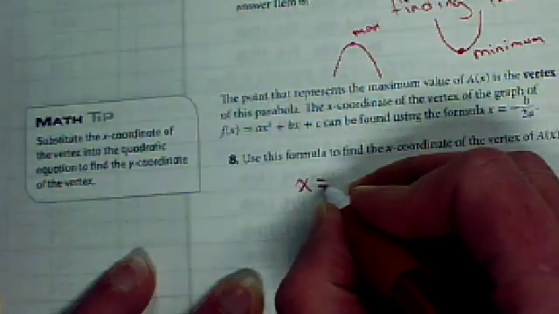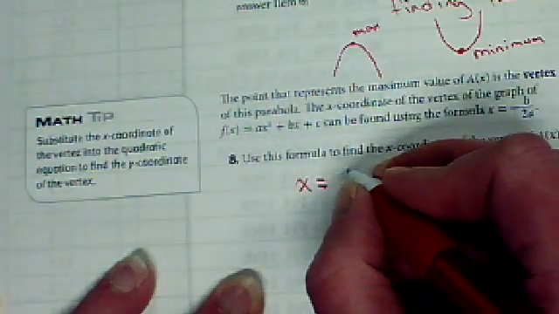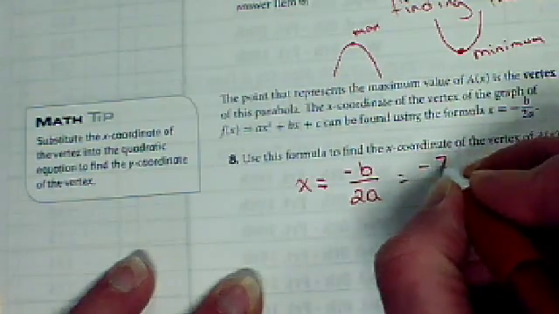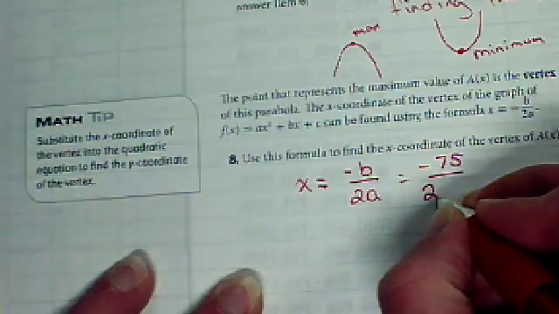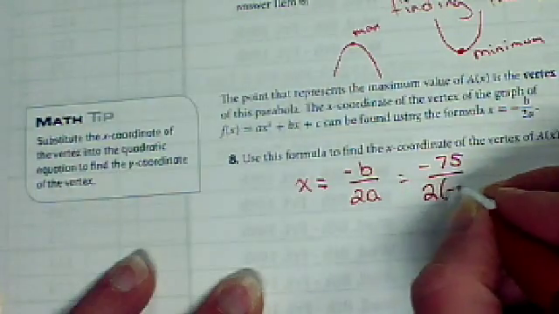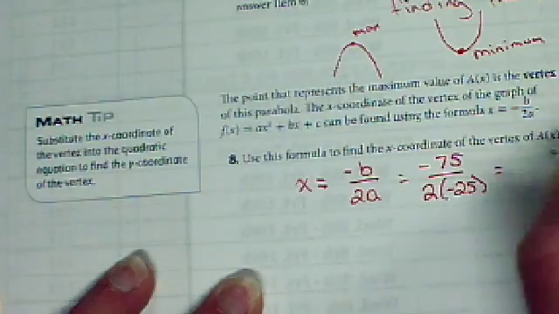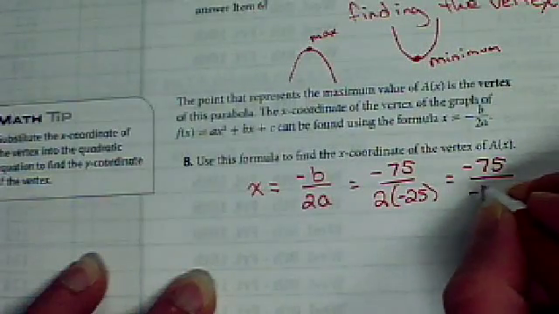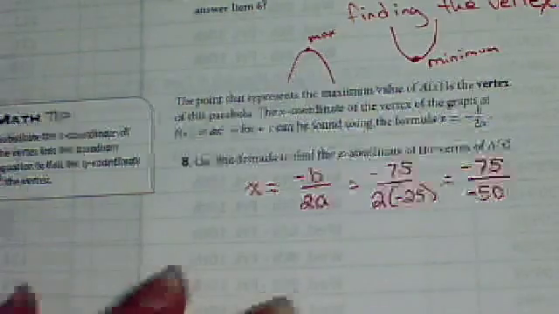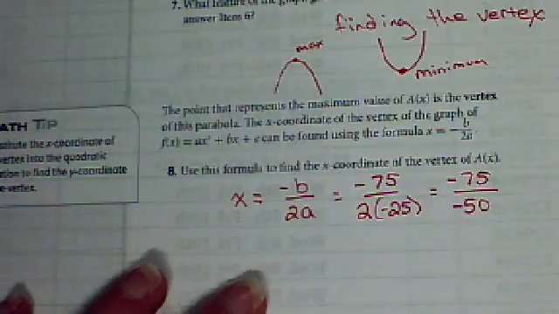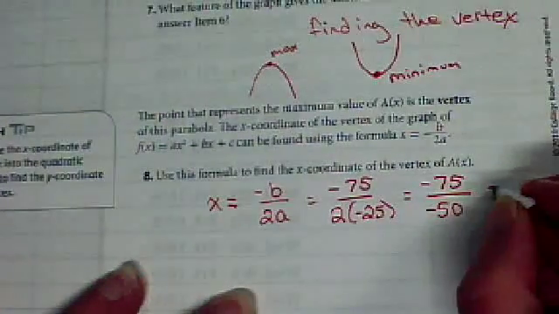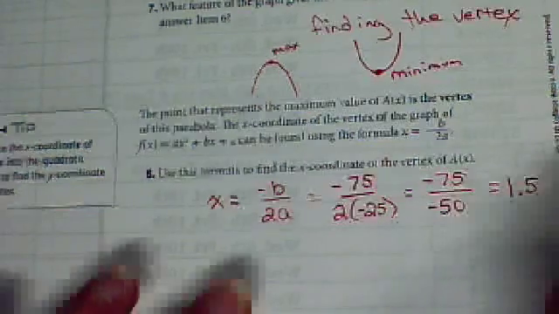x equals, remember the b was 75, so that would be, let me write the formula down first, negative 75 over 2 times a, and a is negative 25. I get negative 75 over negative 50. So a negative divided by a negative is going to give me a positive, and 75 divided by 50 gives me 1.5.